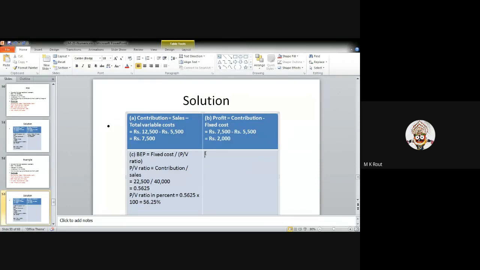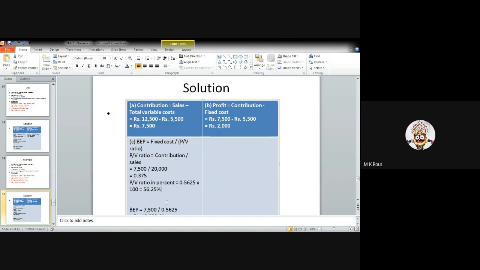And in case of calculating the break-even point, before calculating this one, you have to go for calculating the profit volume ratio. The contribution is 7,500 divided by how much? Sales is given 20,000. So 7,500 divided by 20,000 is 0.375. So this one is 37.5.